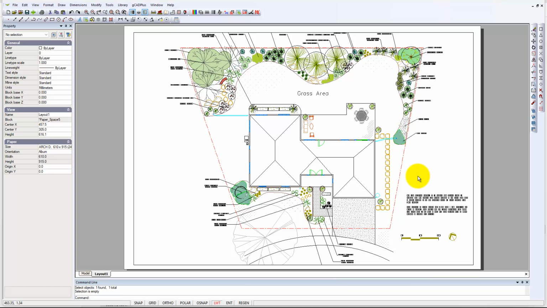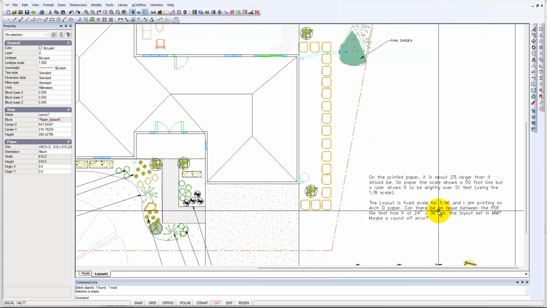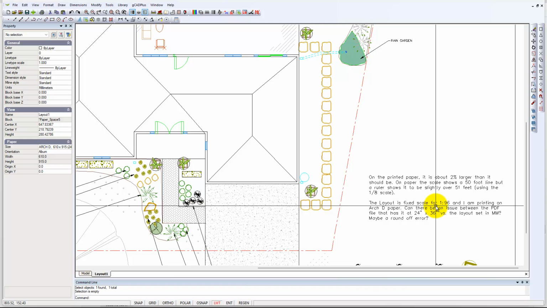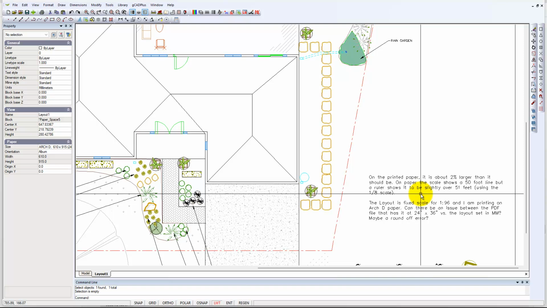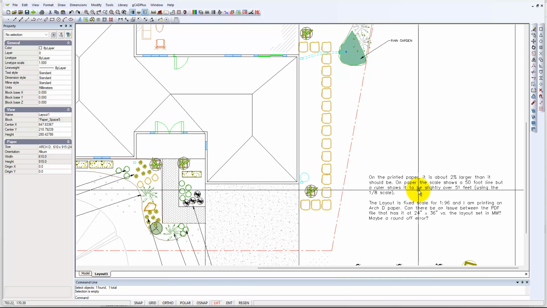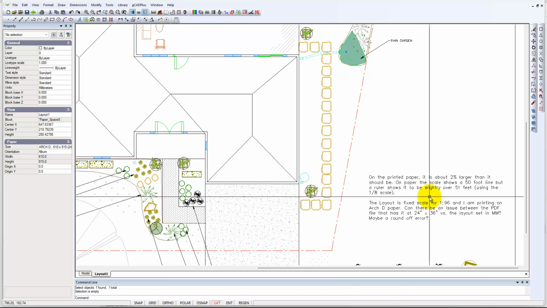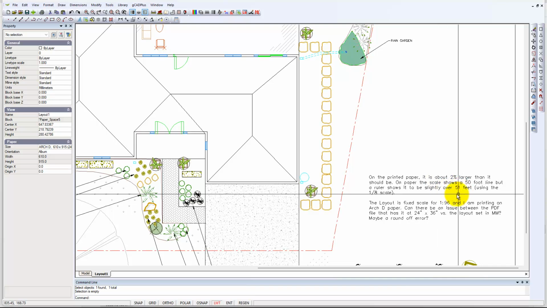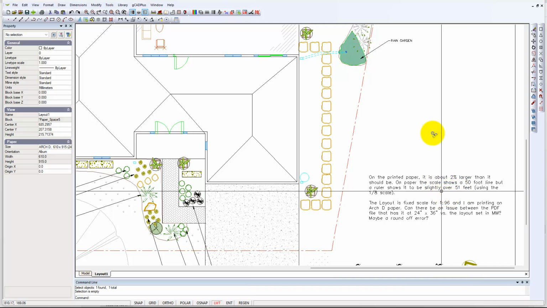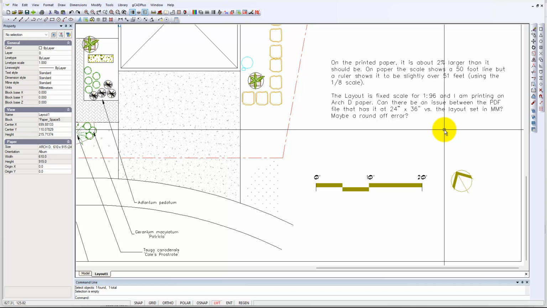A user of gCADPlus based in the US is having some difficulty, and let me zoom in here, about the relationship between a printed page when they print to PDF and then print to a physical printer attached to the machine on architectural D. He is concerned that there's a slight discrepancy from the scaling when he prints in this way.